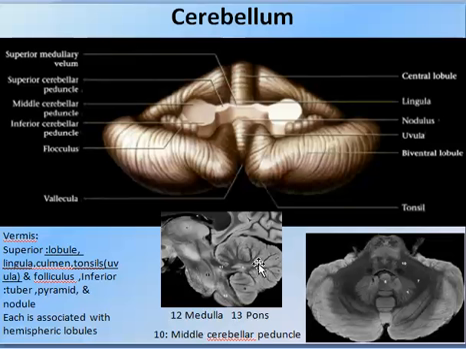A sagittal view in MRI will show this is the pons and this is the medulla, and this is the cerebellar peduncle, the middle cerebellar peduncle, because it is the widest one. As you see here, it is the biggest one. So this connection anteriorly is called the middle cerebellar peduncle.